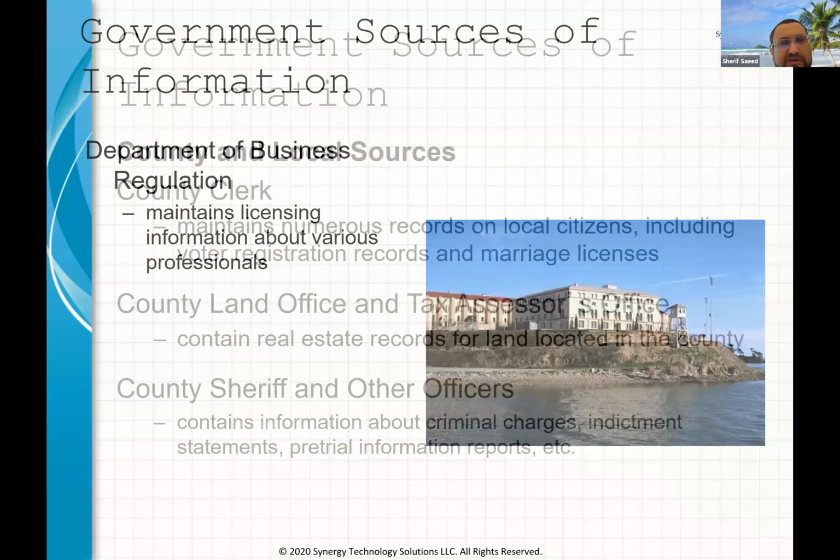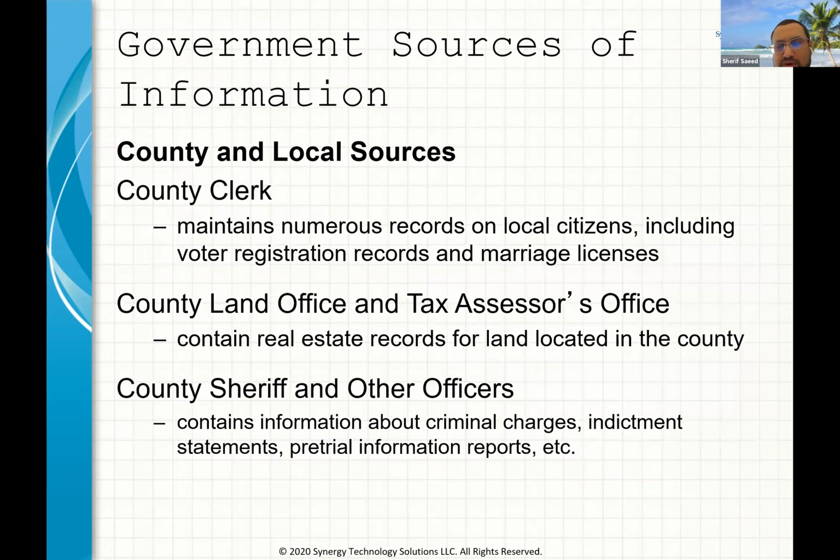I will not get into that because this will vary from country to country. County clerk, they usually have marriage information. All of the local information will be there. County land office and tax assessor. Of course, I told you, in other countries also, you have the land registry office. In Singapore, I think it's the land authority or something.